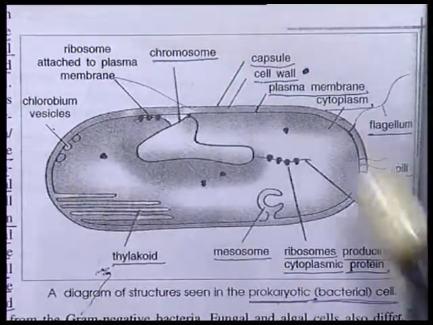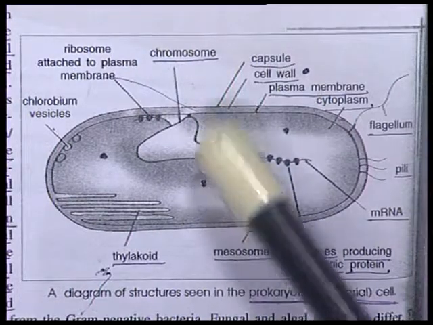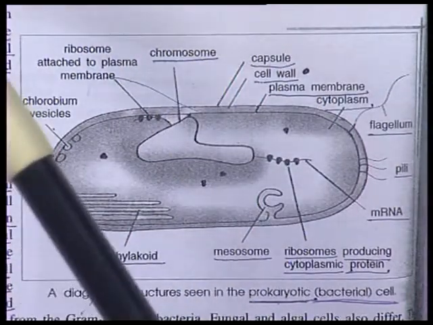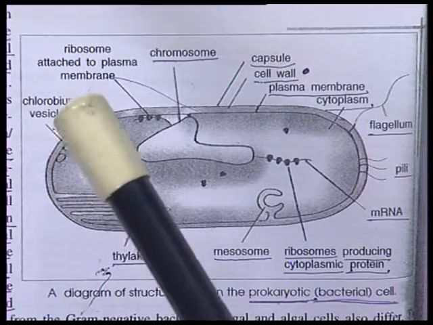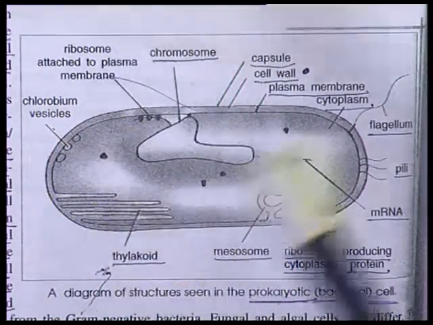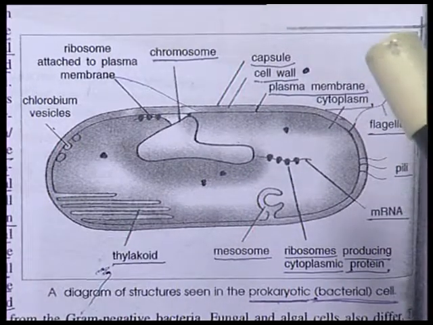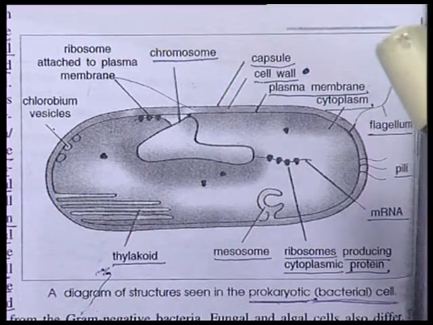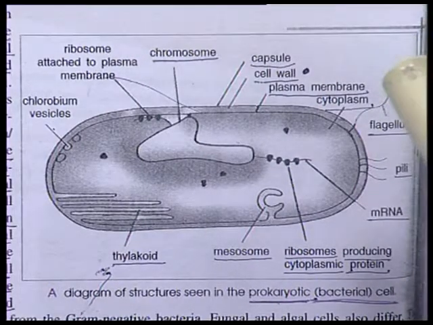The cell wall is common to both prokaryotes and eukaryotes, and in this you can find the chromosomes. You have the ribosomes attached to the plasma membrane, and ribosomes are the site where proteins are produced. You have here a capsule. The capsule also provides protection to the inner particles, which is essential for protecting the bacteria from bacteriophages.